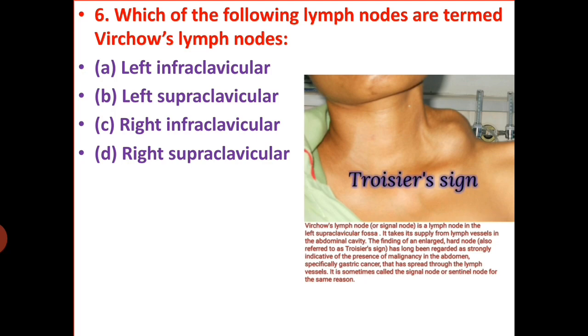Whereas the left supraclavicular lymph nodes, called Virchow's lymph nodes, are commonly involved as an enlarged, hard node. This is called Troisier's sign. It is strongly indicative of metastasis from cancer of the stomach, cancer of other abdominal organs and cancer of the testes, because these nodes receive their supply from lymph vessels in the abdominal cavity.